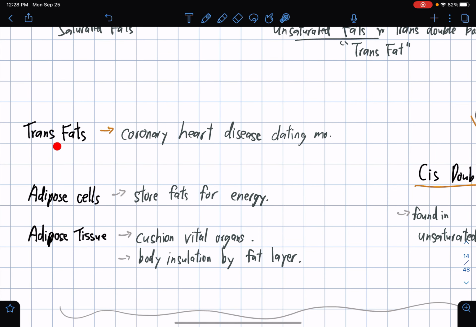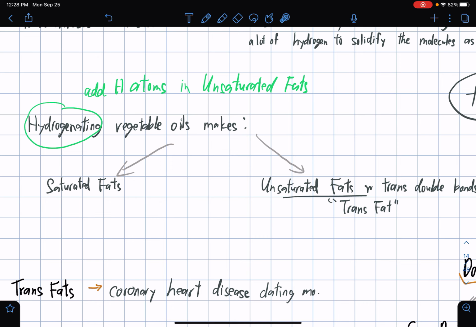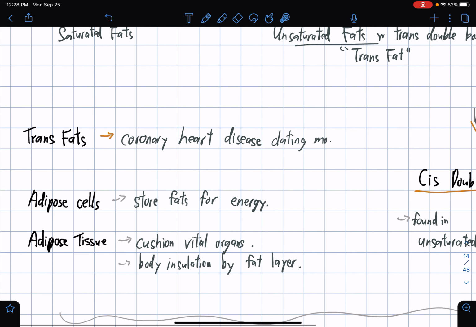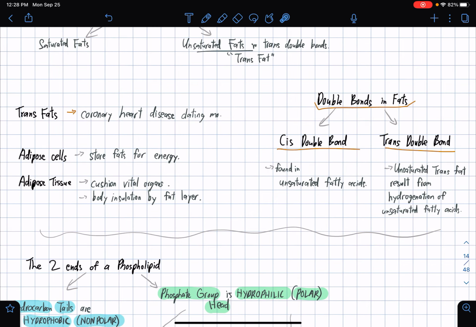So, trans fats, it's basically this one, unsaturated fats with trans double bond. It causes coronary heart disease. I think you get the point. For adipose cells, they are the ones that store fats for energy. The adipose tissue cushions vital organs. It serves as body insulation by the fat layer.